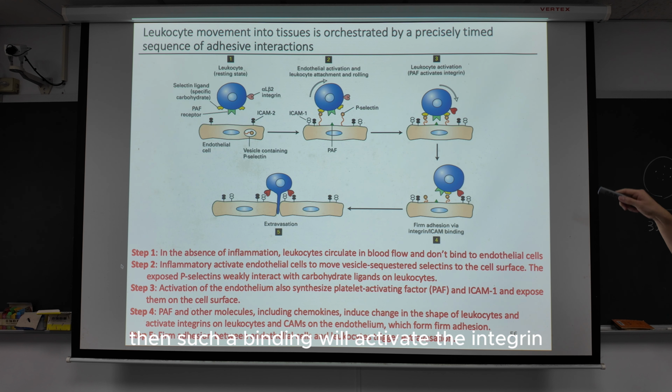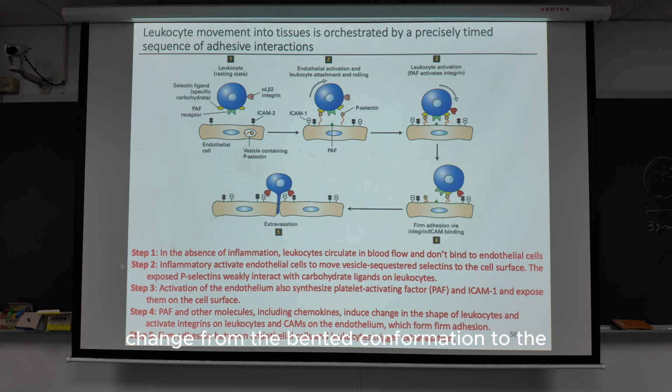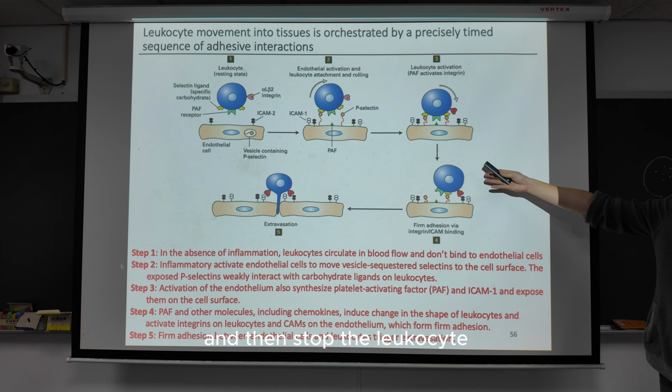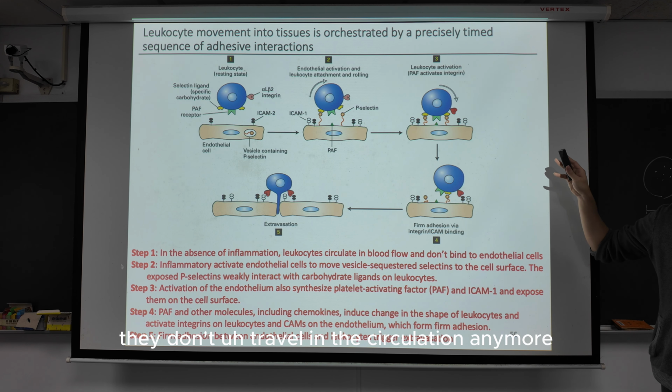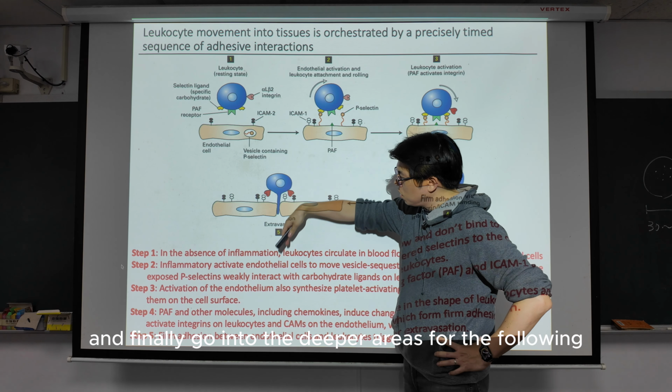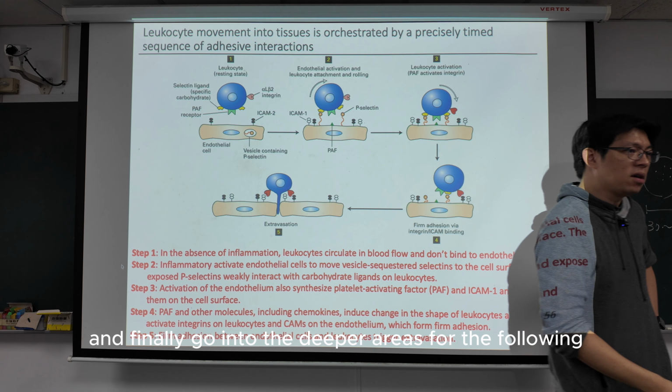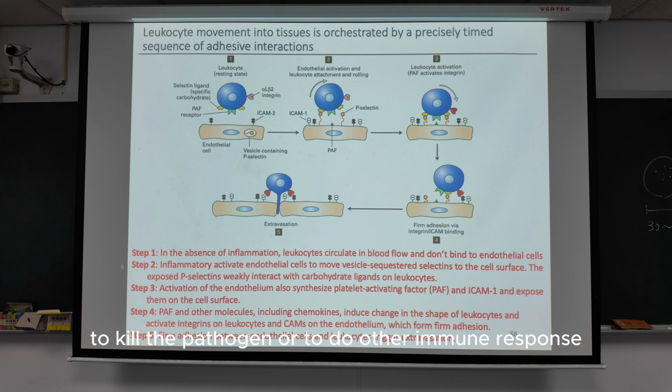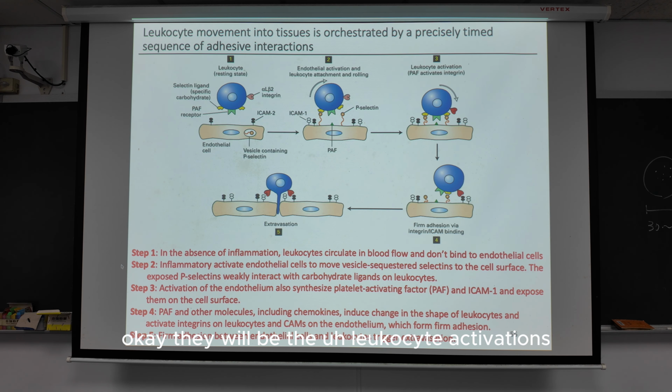Then such binding will activate the integrin. So integrin will change from the bent conformation to a straight conformation, and then become activated. Those activated integrins will bind with the ICAM that is expressed on the surface of the endothelial cell. And finally, they will form a super strong interaction and then stop the leukocyte. They don't travel in the circulation anymore. They will stop there and change their shape and finally go into the deeper areas to do their job, to kill the pathogen or to carry out other immune responses. Okay, that is leukocyte extravasation.